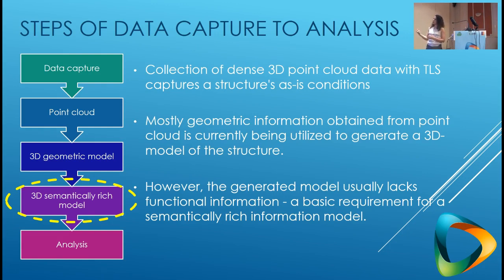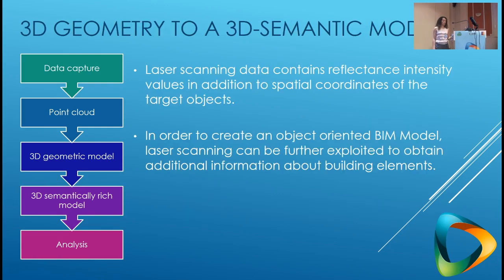However, if we can use this functional information, which is a basic requirement for the semantically rich information models, we can do more. We can do some other analysis that I have given some examples of, like structural analysis or some performance analysis. So laser scanning data not only contains the geometric information, but it also has some reflectance intensity values in it that can be potentially used for adding this functional information into the building information models.